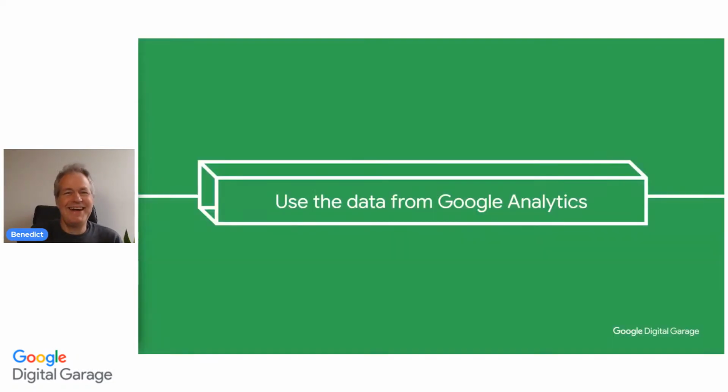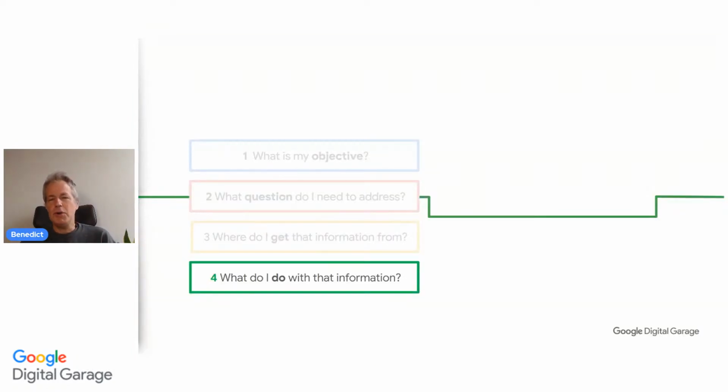I'll get there. All right, so use the data from Google Analytics. Okay, we know what we want to ask. We know where the data is, and how we put the two together. We're going to use Google Analytics as an example, but remember to use whichever tool is right for your business. Very important. If you're only on social media, that's fine. Use the social media feedback and everything. All right. Now, what do I do with that information? The fourth question: what do I do with that information?